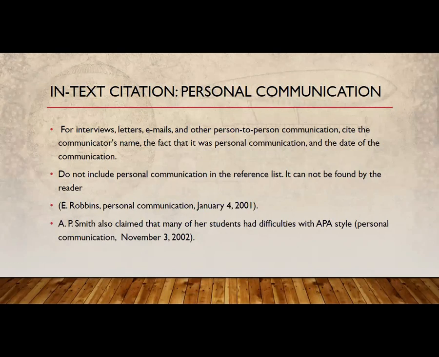We have the first one, which is E. Robbins, personal communication, January 4th, 2001. And then we have one where we're using the communicator in the narrative. So A.P. Smith, who claimed that many of our students had difficulties with APA style. And then you'll start your parentheses, personal communication, November 3rd, 2002. Again, the reason why you don't put the name in the parentheses is because you used it in the narrative.